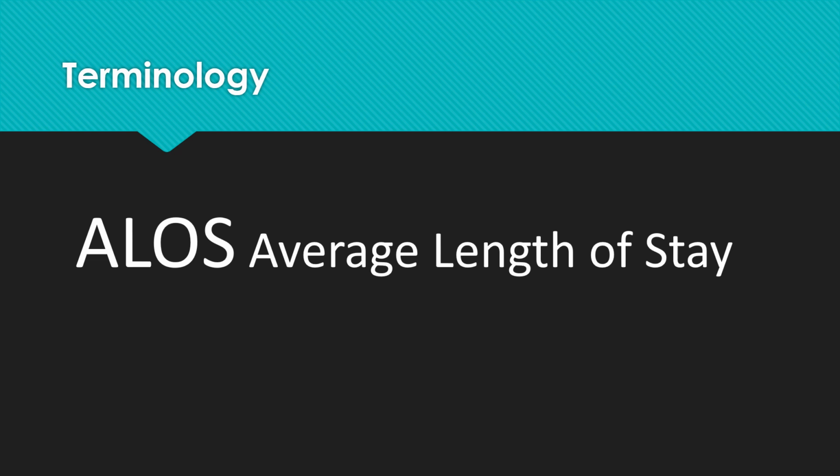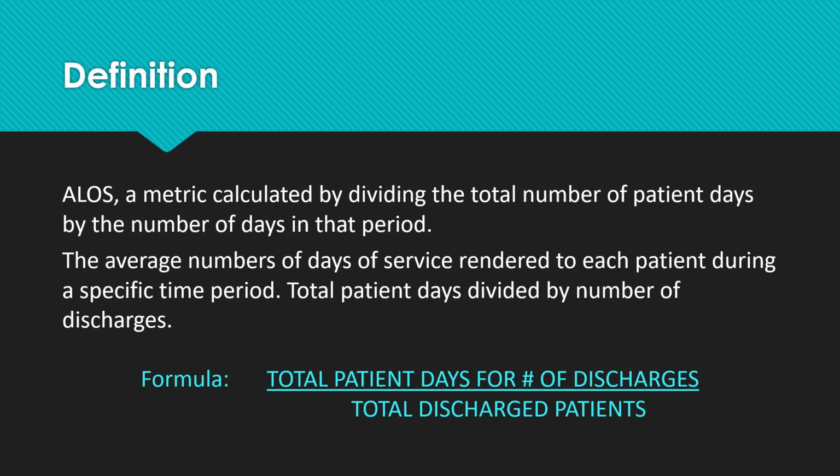ALOS, average length of stay. A metric calculated by dividing the total number of patient days by the number of days in that period. The average number of days of service rendered to each patient during a specific time period. Total patient days divided by the number of discharges. Formula: total patient days divided by total discharged patients.